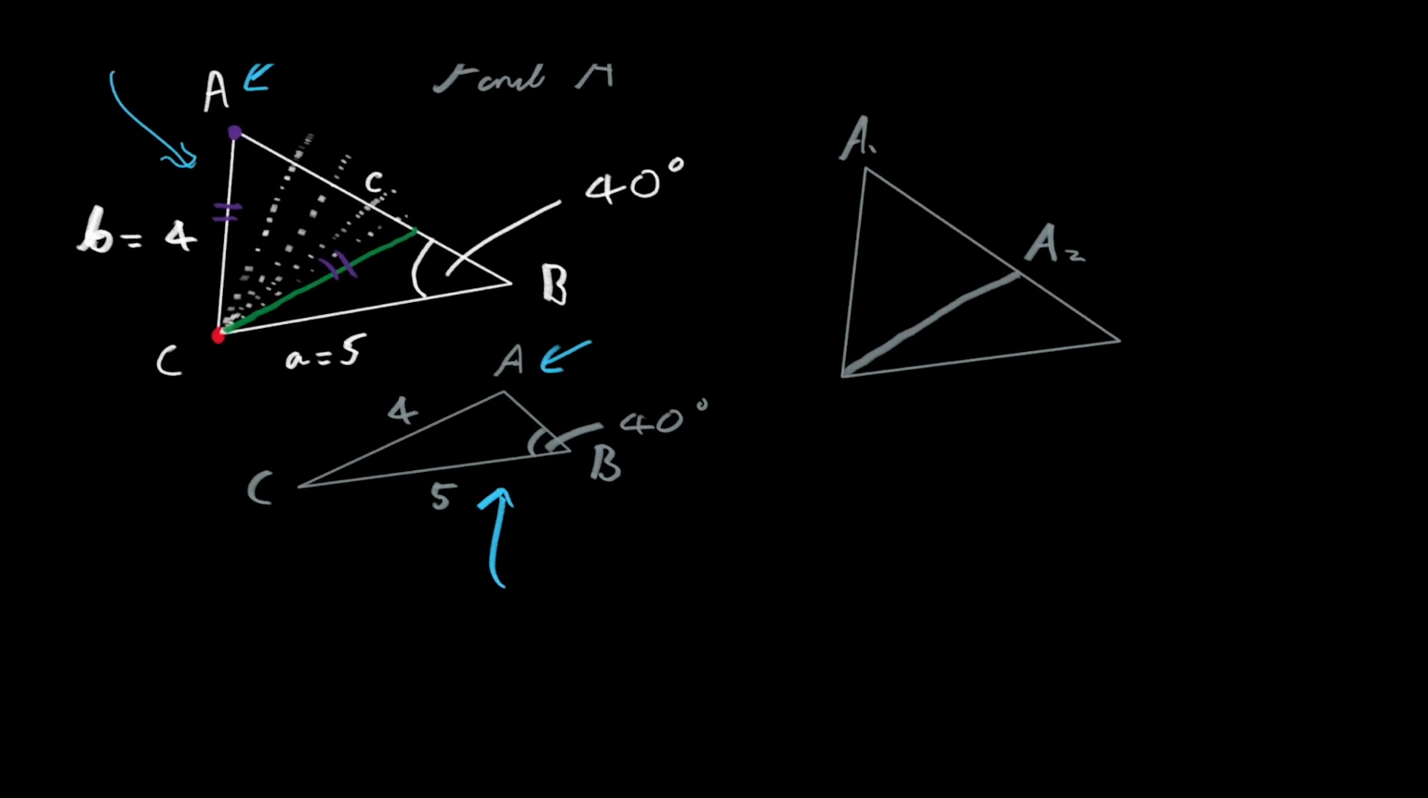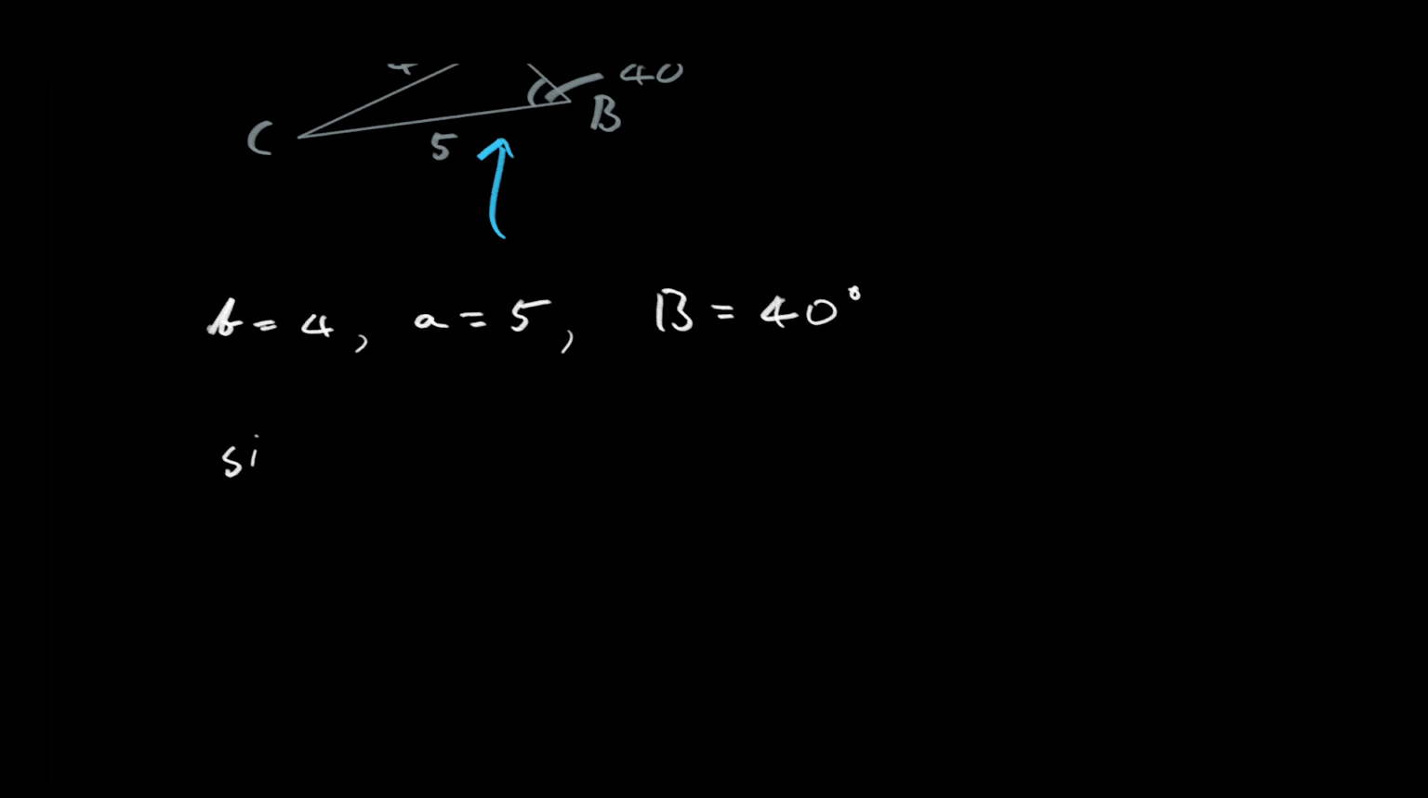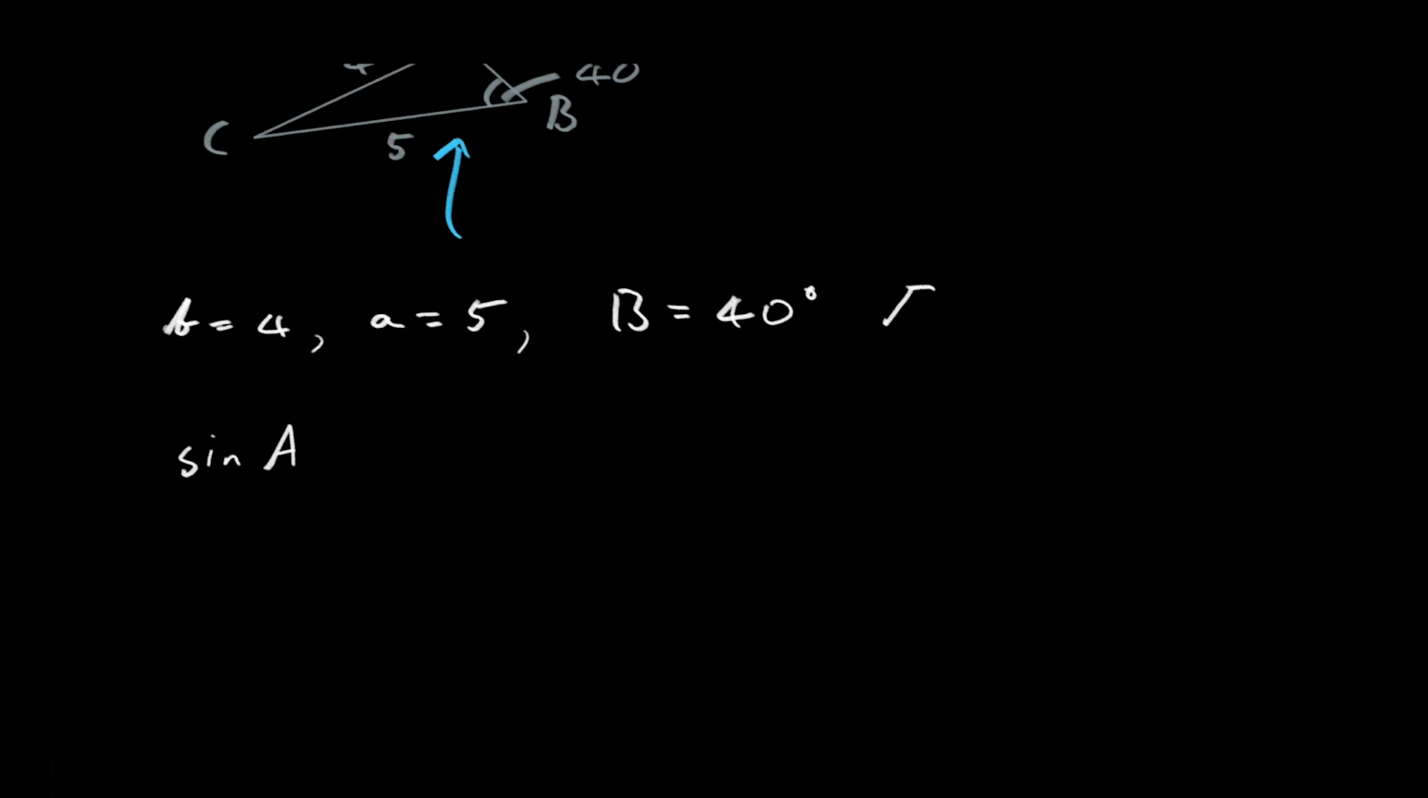So let's just do a quick example with the values that are given. We know that b equals 4, a equals 5, and the angle B equals 40 degrees. Well, consider the sine rule. And I'll just write out what we're asked to find: find A.